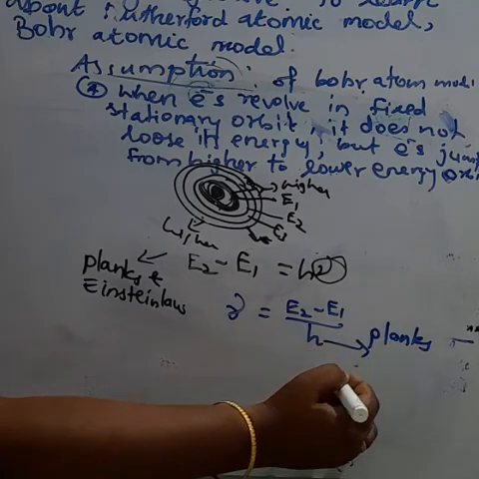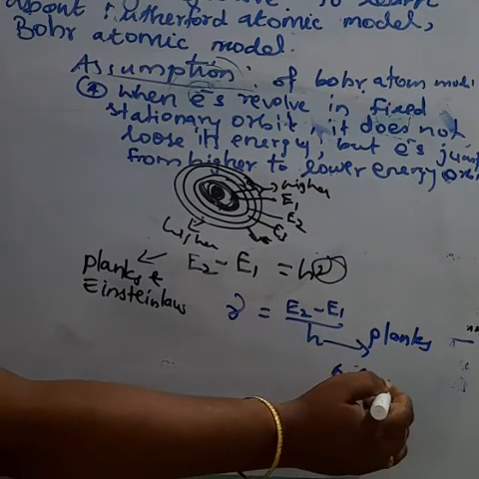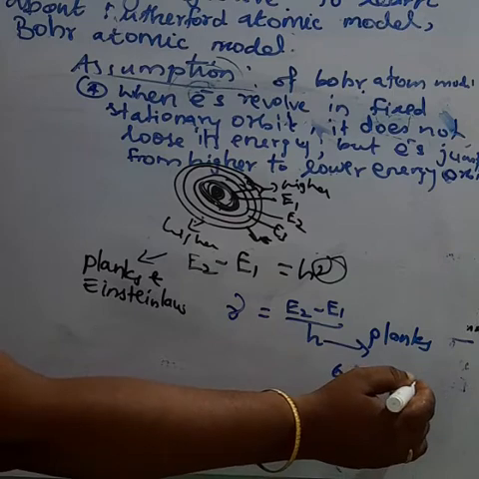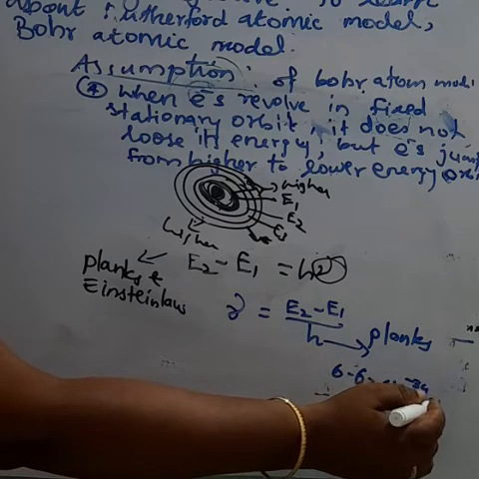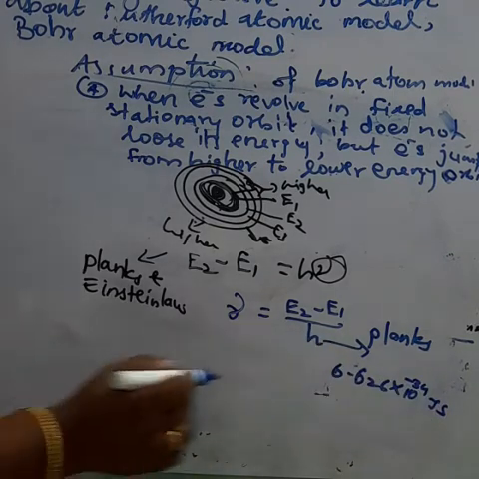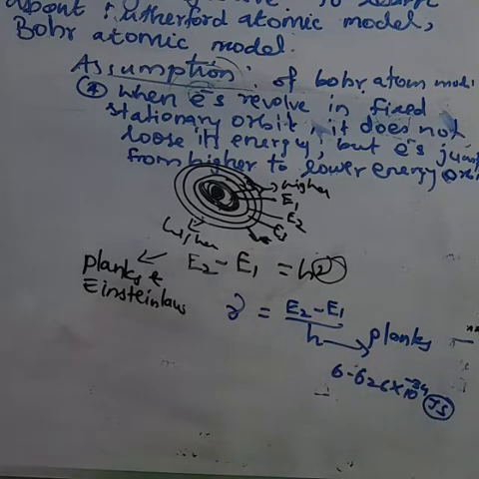6.626 into 10 power minus 34 joule second. Joule second is the unit of Planck constant. Okay, understand? And what is the last point?